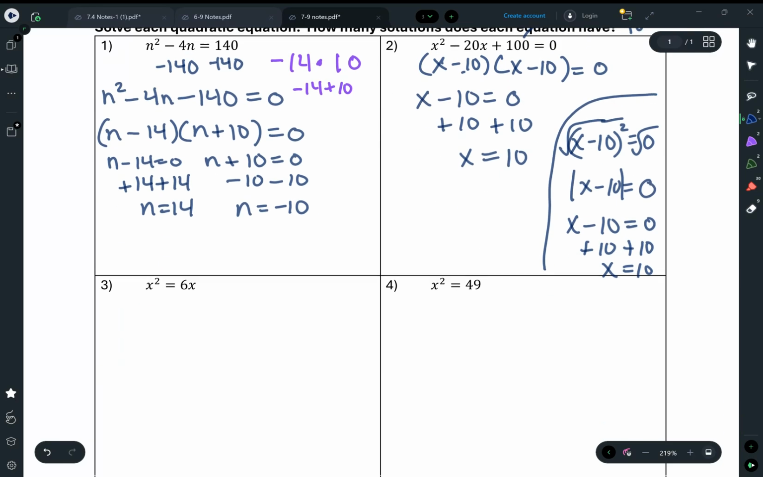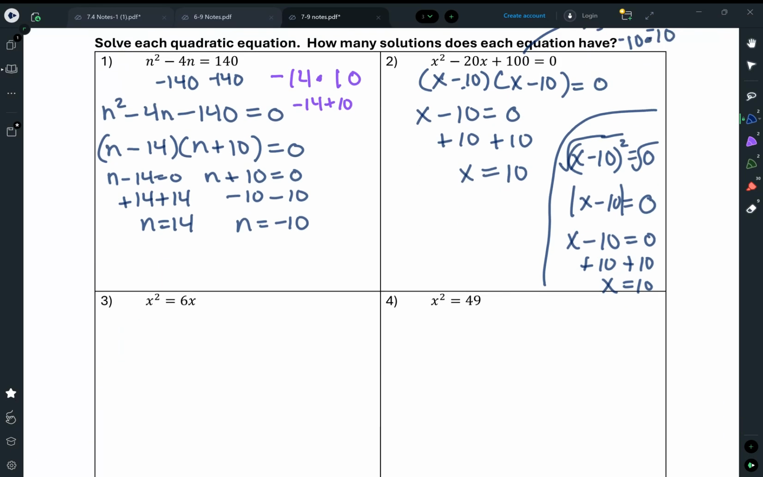And that's going to be important later on. So really there's two solutions. It's just 10 happens 2 times. We get the same solution 2 times.